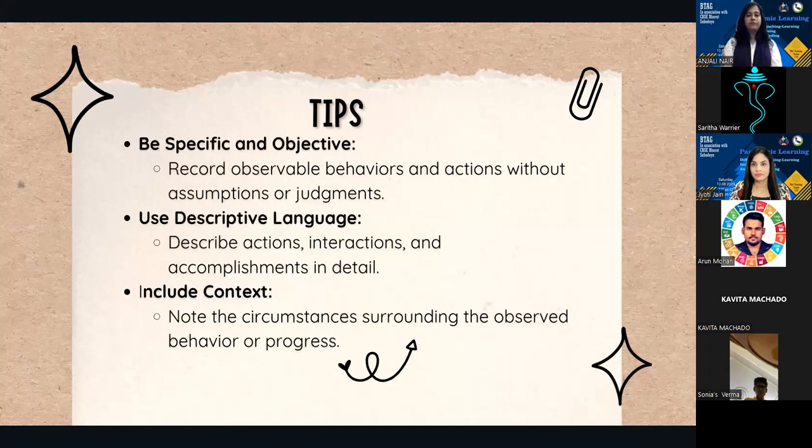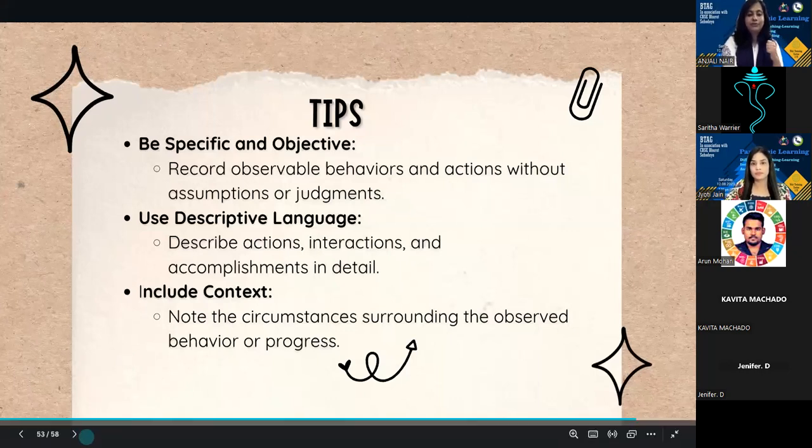And use descriptive language, like you have to describe actions, interactions, and accomplishments of the child in detail. Strengths, weaknesses, everything. Include context, the circumstances surrounding the observed behavior. So if a child is behaving in a certain way, you have to become a behavior detective, as I told earlier. Be a behavior detective.